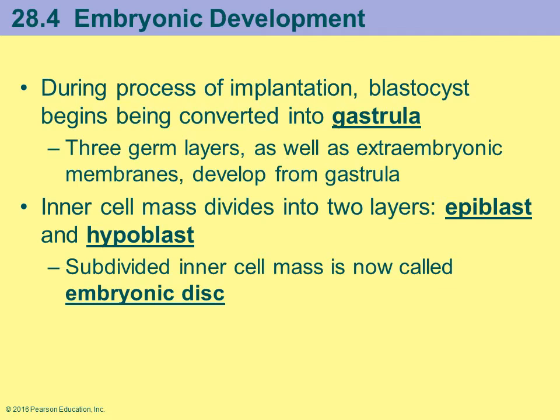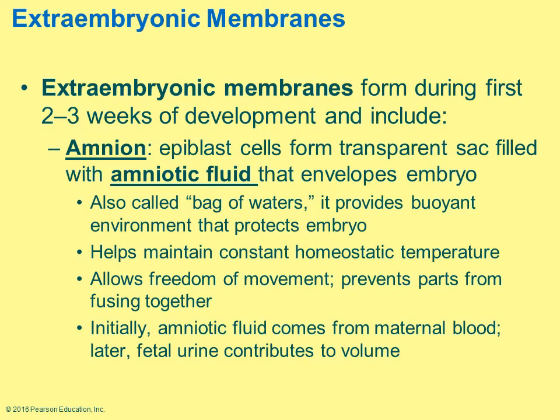Now, during implantation, the blastocyst, that's what we refer to, that group of cells, is going to be converted into what we call the gastrula. There are going to be 3 different, what we call germ layers, that will ultimately develop into all of the organs and systems in the developing embryo. The inner cell mass is going to divide into 2 layers, and then there's a subdivided inner mass that's referred to as the embryonic disc. There are membranes that are formed during the first 2 to 3 weeks.